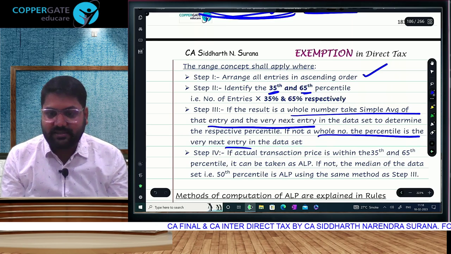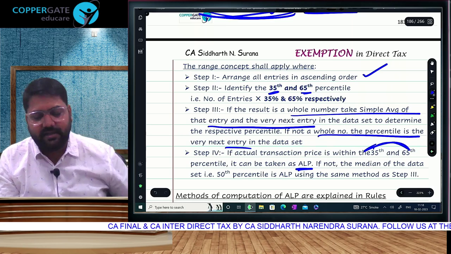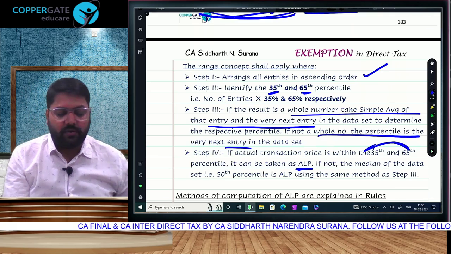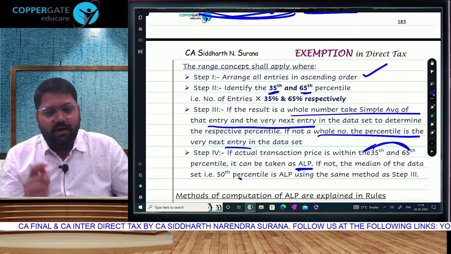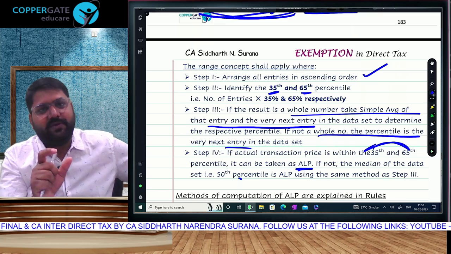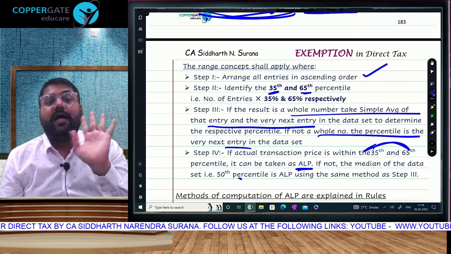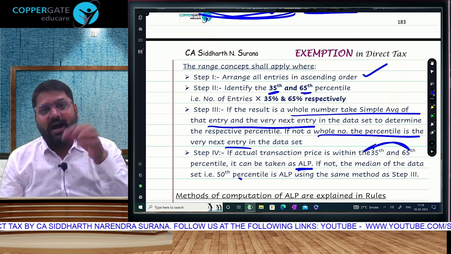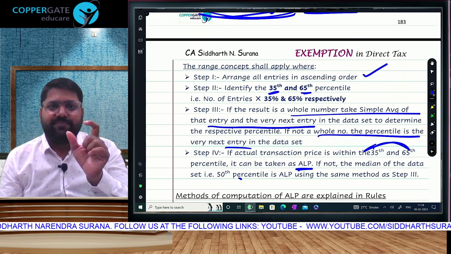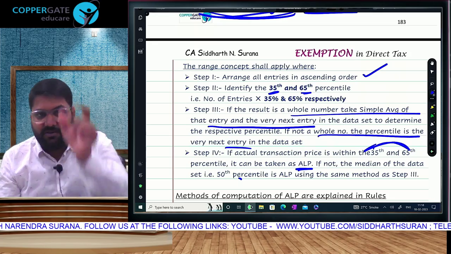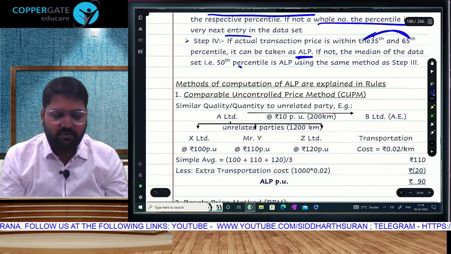If your transaction is within this range of the 35th and 65th percentile, then your entry can be taken as arm's length price. And if not, then you have to take the median. Median means the exact middle answer. If it is an odd number, you do the 50th percentile, it will come as a decimal, so you take the next number, that will be the middlemost entry. And if it is an even number, you will not be in the exact center. So for an even number, the same thing: the 50th percentile will come as a whole number, so take that answer and the next answer's simple average. That is how the range concept is going to work.